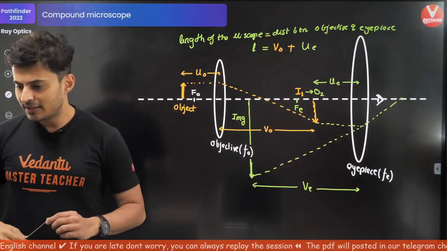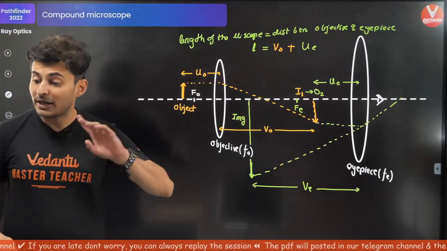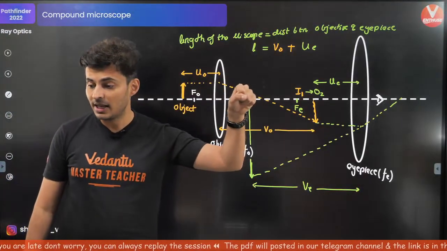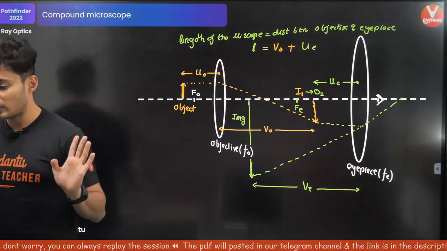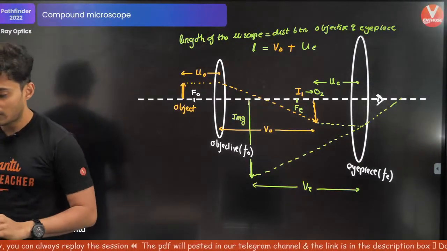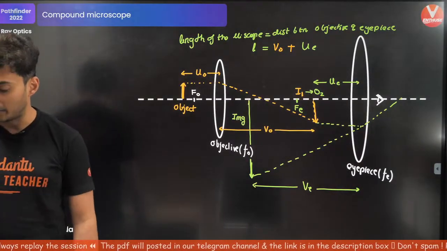Excellent. Sir, is this compound microscope or simple? Simple microscope was a magnifying glass, Akib. This is a compound microscope. Okay, this is a compound microscope. Fair enough. Very good, very good.